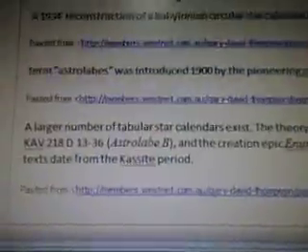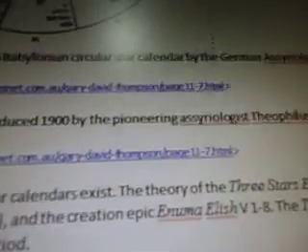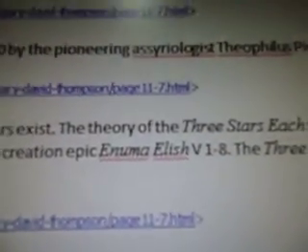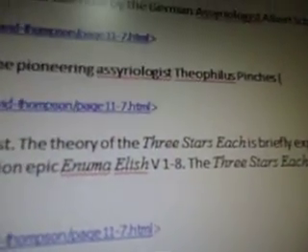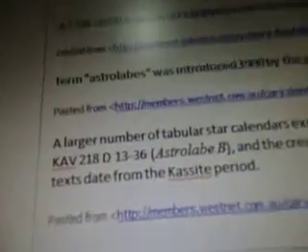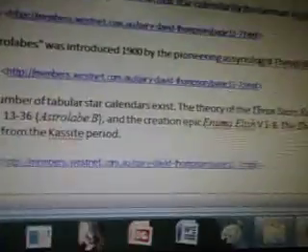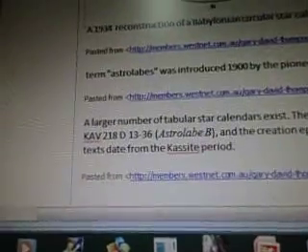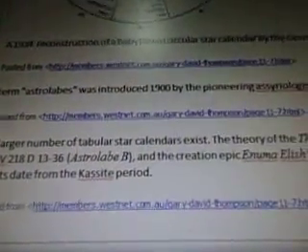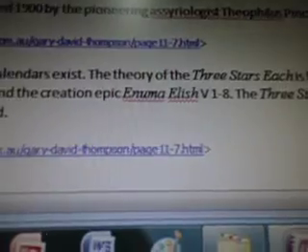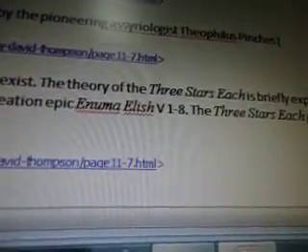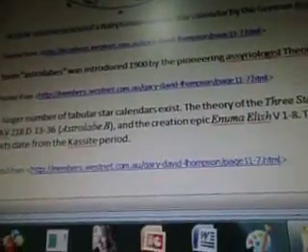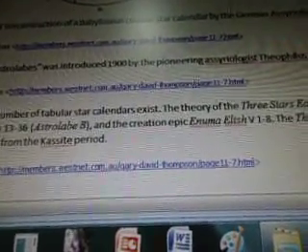So, the term astrolabes was introduced in 1900 by pioneering Assyriologist Theophilus Pinches. Okay, a large number of tabular star calendars exist. The theory of the 3 stars each is briefly explained in KAV 218D 13 to 36, Astrolabe B, and the creation epic Enuma Elish V 1 to 8. The 3 stars each group of text dates from this Kassite period. Stuff to Google, right? You know me, I like to Google till I find.